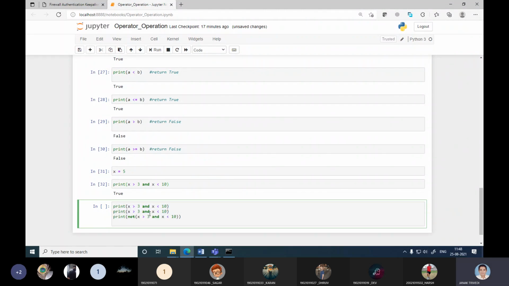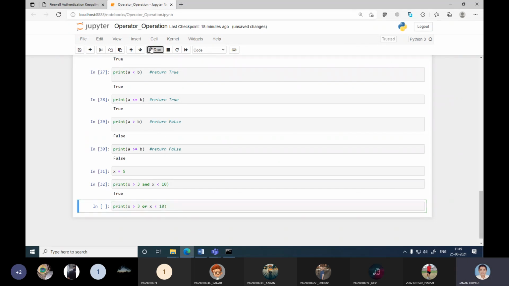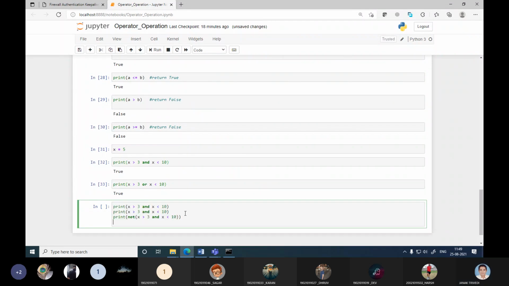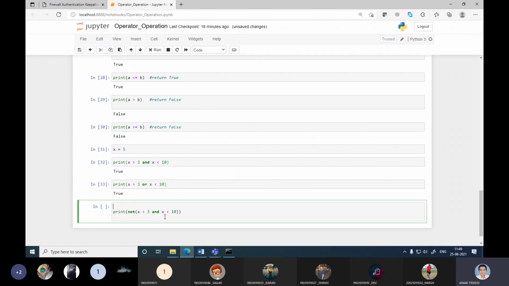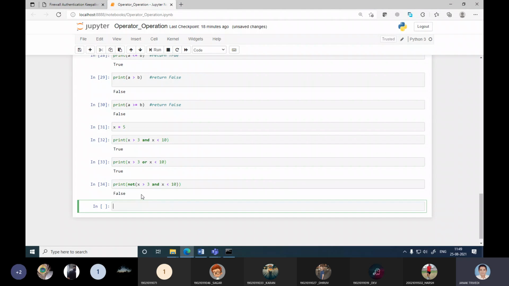the OR operation. We will check the OR operation. In this case, the answer is also true because both conditions are true, but either one is enough. Next, the last one is the NOT condition. This is true, but when you apply NOT, then it becomes false. So it is false.